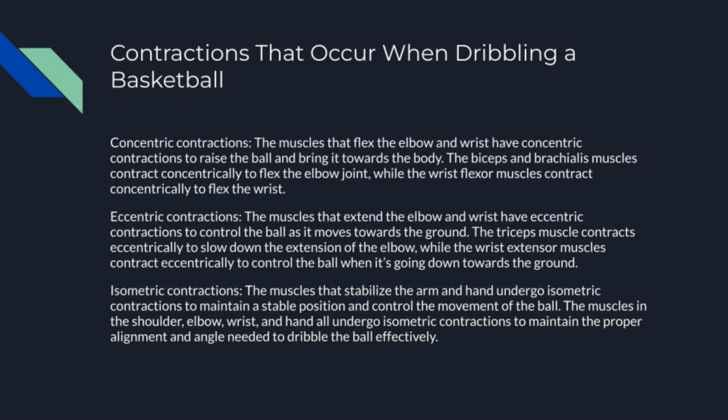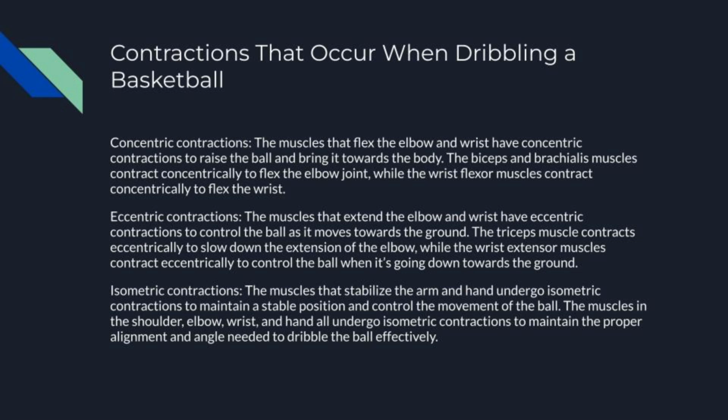The muscles that flex the elbow and wrist have concentric contractions, because that's what raises the ball and brings it towards the body. The biceps and brachialis muscles contract concentrically to flex the elbow joint, while the wrist flexor muscles contract concentrically to flex the wrist. Those are all muscles that we talked about in the previous slides. So you can see that concentric contractions are occurring here to help with the upward motion when dribbling the basketball.